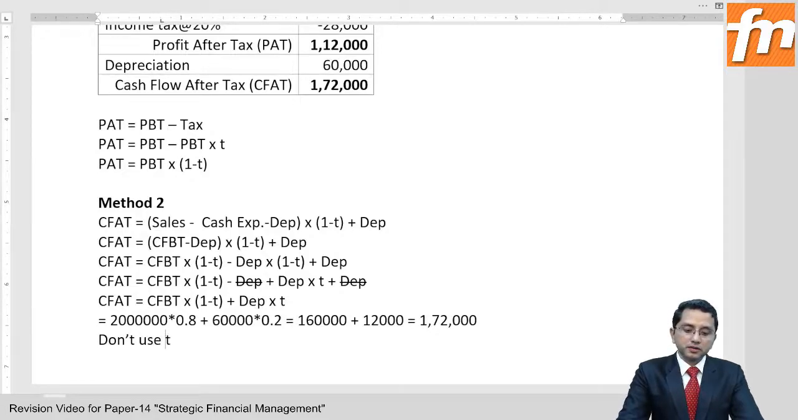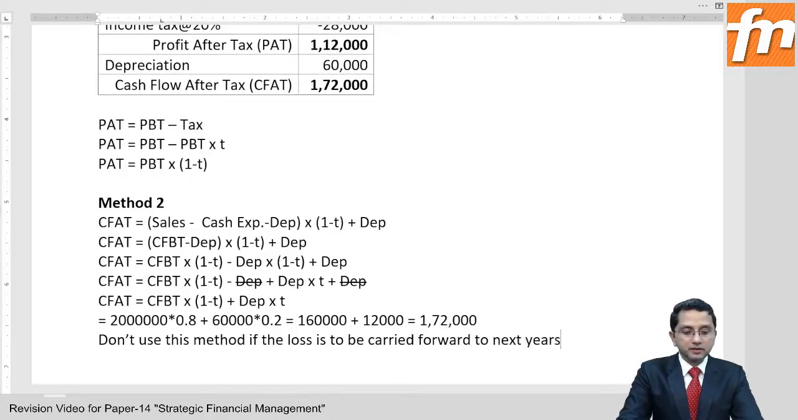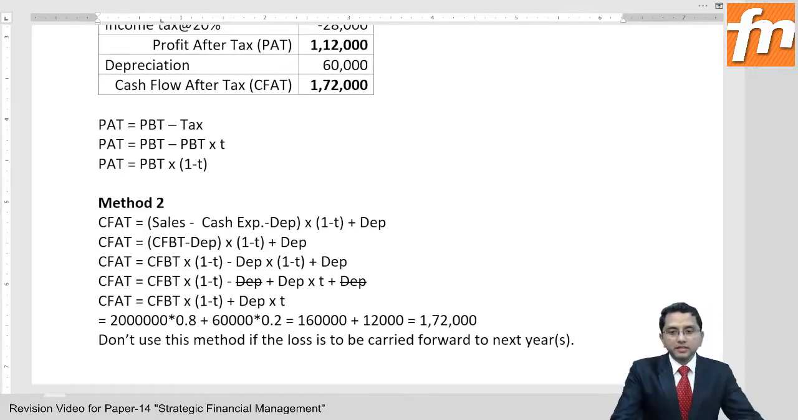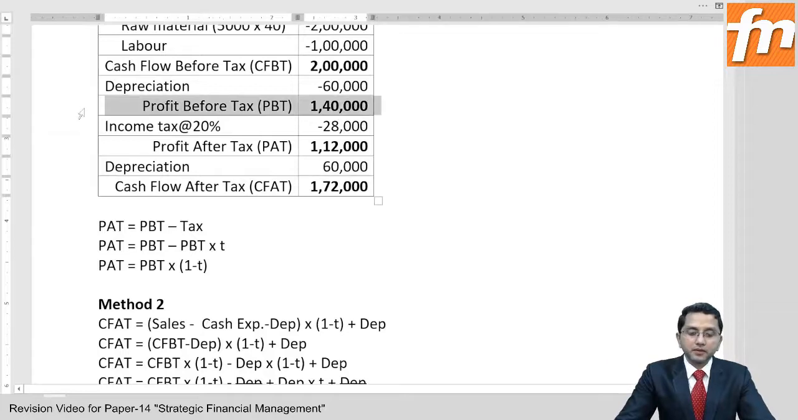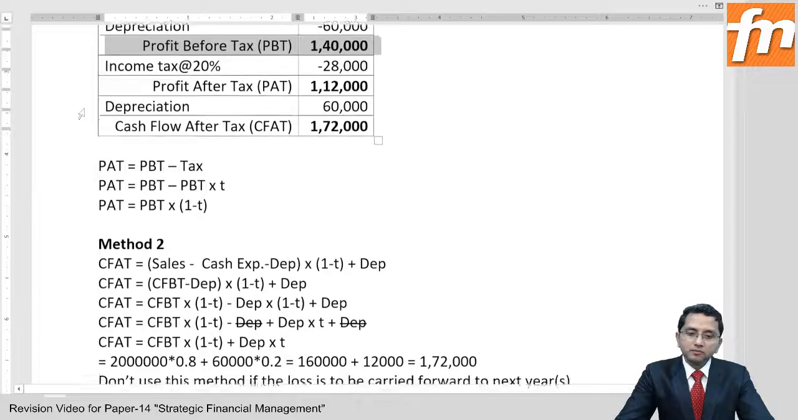But let me give you one warning. Don't use this method if the loss is to be carried forward to next year. If there is a loss in any year, in this case, PBT was positive, right? Positive. What if PBT is negative?